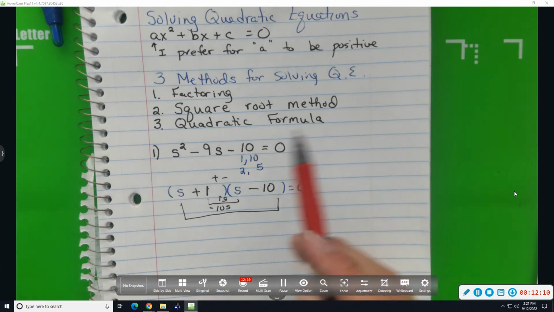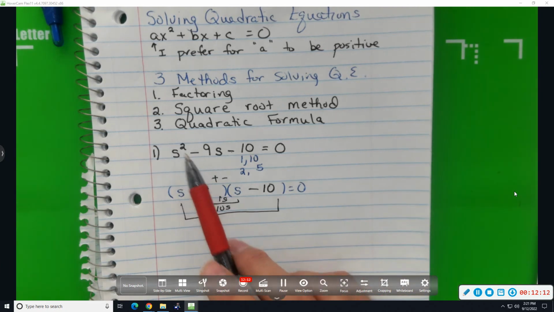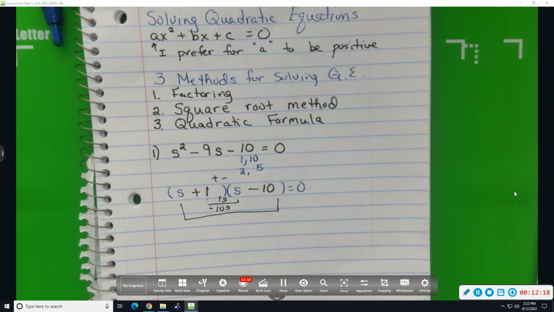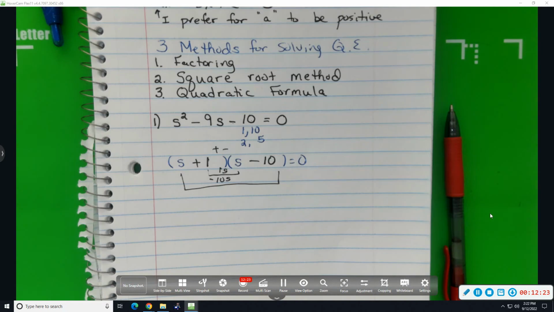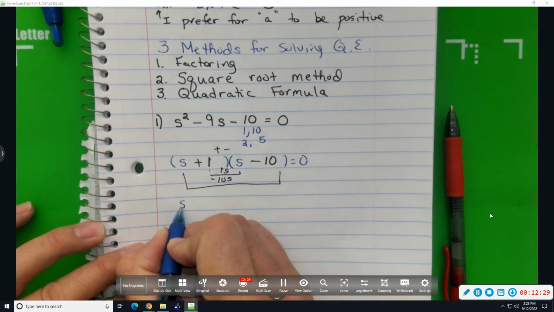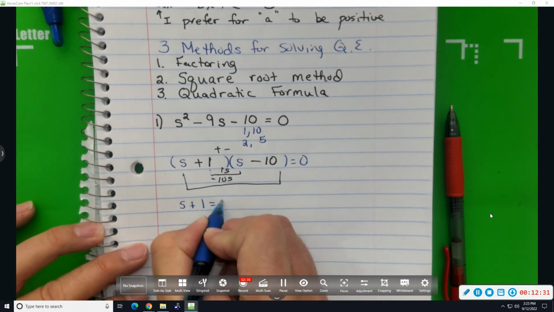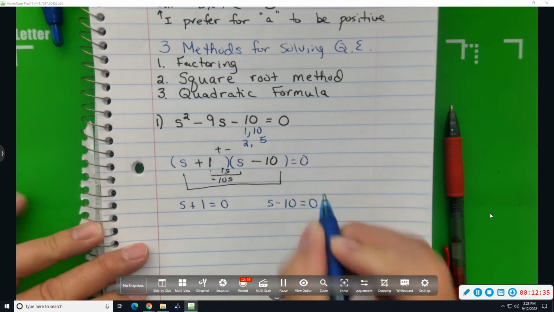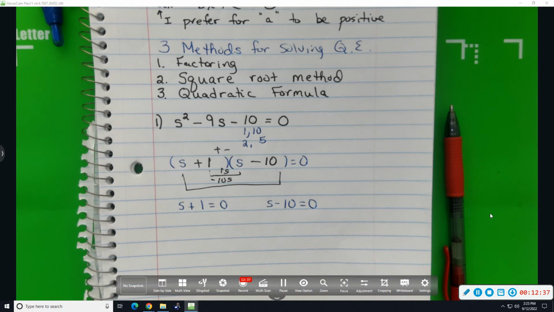So, to solve a quadratic equation by factoring, you make sure it's in standard form. Factor it. Oh, Tim, what are you doing? So now, once we have it factored correctly, we set each factor equal to 0 and isolate that variable. Well, heck, these are easy to isolate, aren't they?